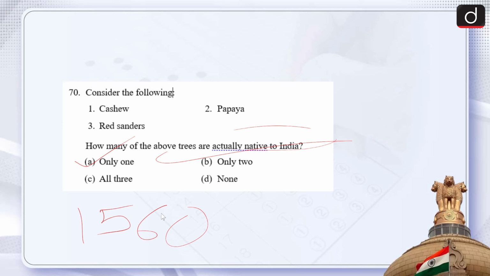Now we come to the papaya. Papaya cultivation had its origin in South Mexico and Costa Rica. The papaya first appeared in the Dominican Republic and Panama in the early 16th century. Now we come to the red sanders. They are native to India and can only be found in the southern part of the Eastern Ghats. So in India also they are found in the southern parts of the Eastern Ghats.